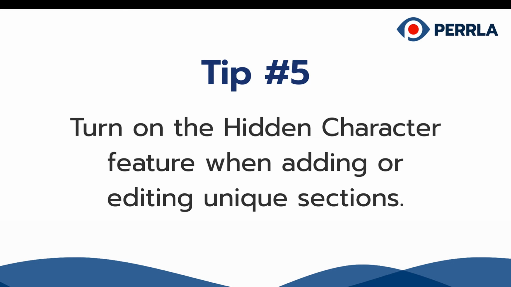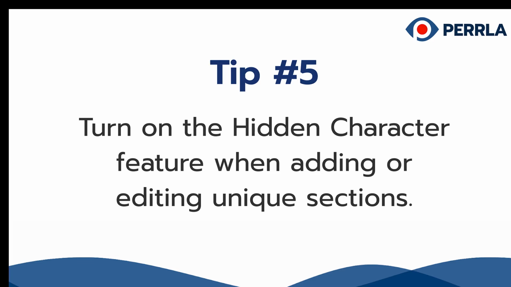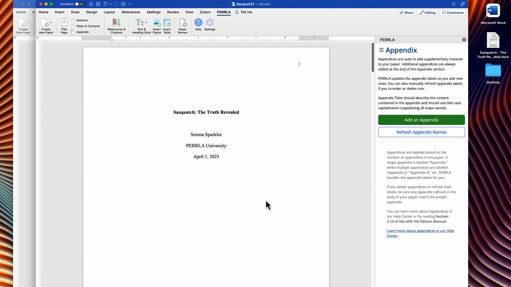Okay, tip number 5. Turn on the hidden character feature inside of Microsoft Word when you are adding or editing unique sections. The hidden character feature is probably one of the most powerful single features inside of Microsoft Word, hands down. All right, pay close attention.